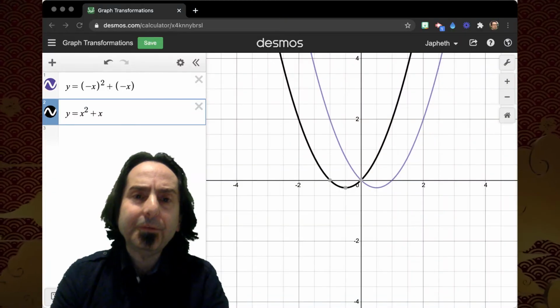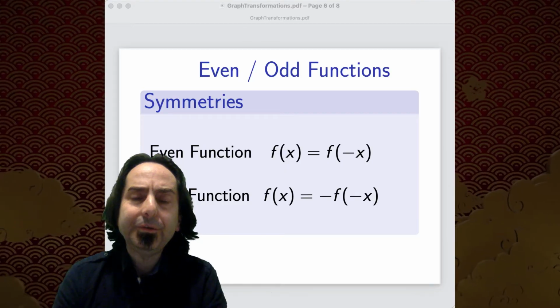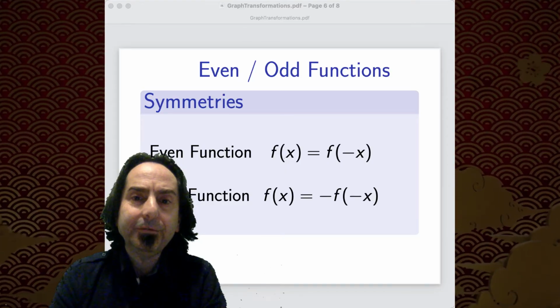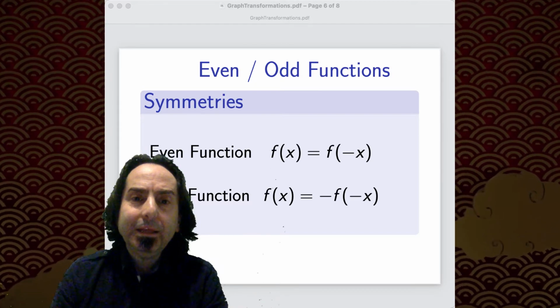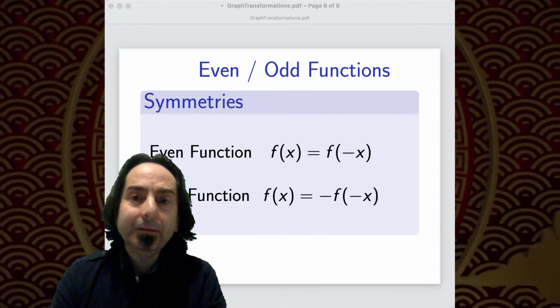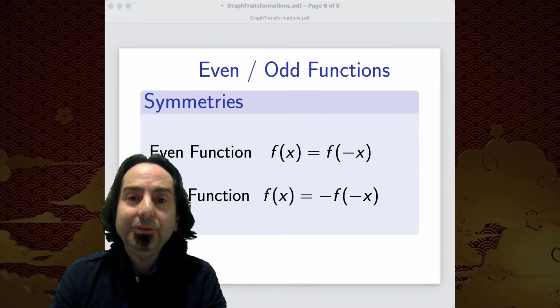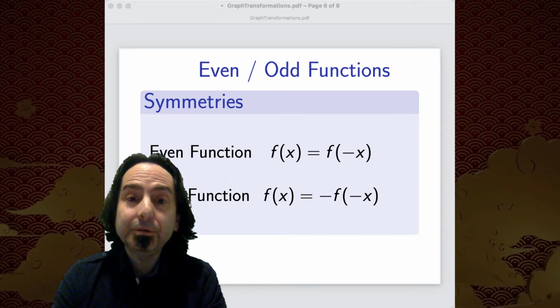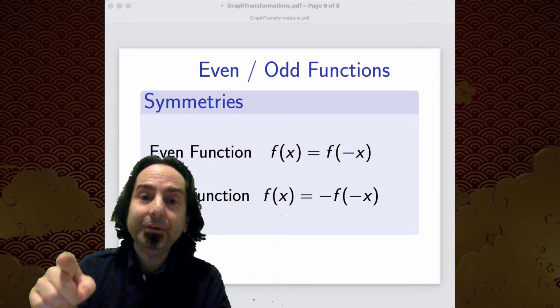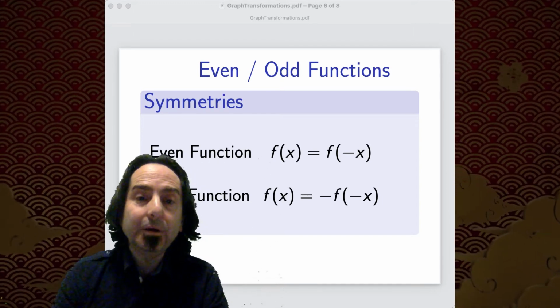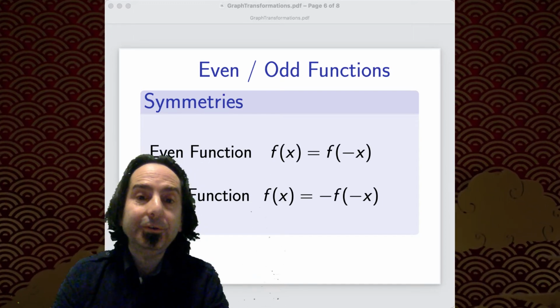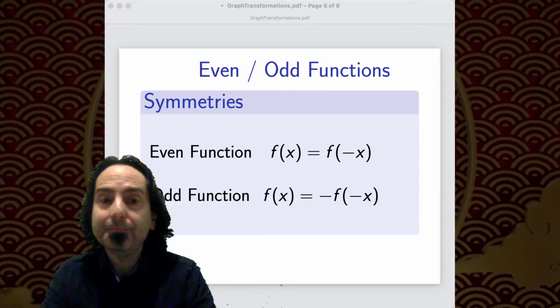there's some functions that have a certain symmetry, and those are called even and odd functions. Even means that if you reflect it left and right, it stays the same. Odd means if you reflect it left, right, and up and down, which amounts to a 180 degree rotation, you get the same function, and that's an odd function.